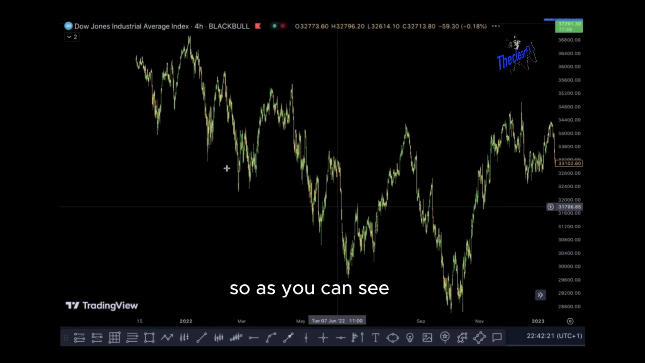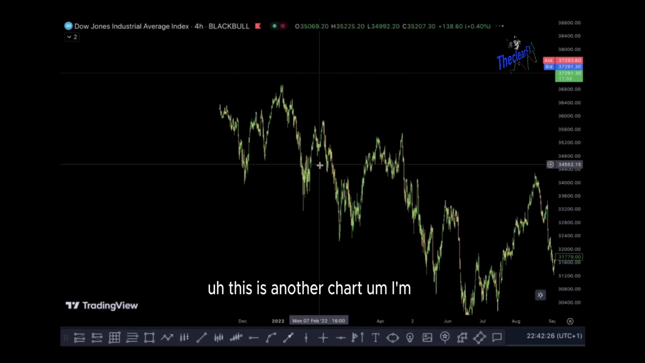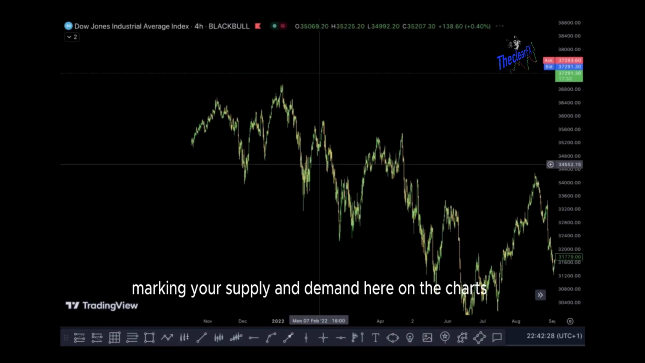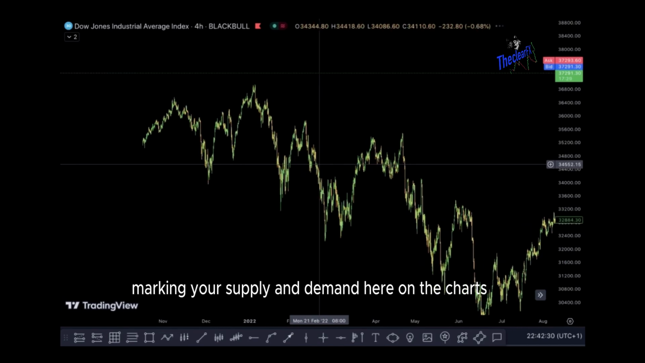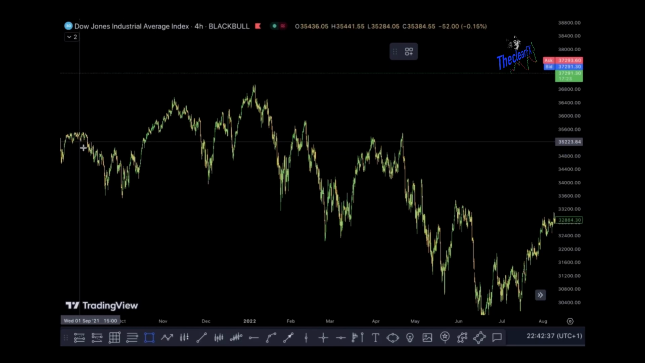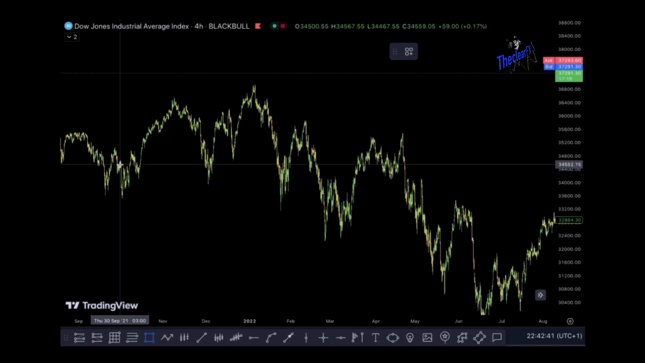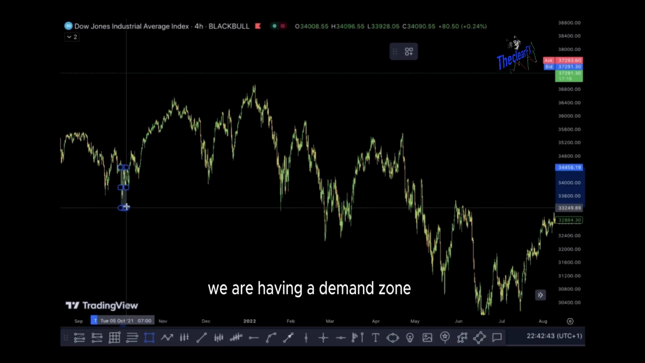So as you can see, this is Nigerian chart. I'm marking your supply and demand here on the charts. We'll start here. If you can check well here, we are having a demand zone.